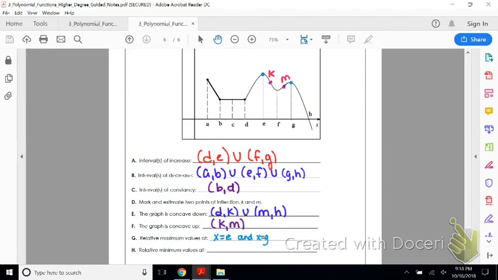And then it wants to know the minimum values. Remember, minimum values are the valleys. So go find any valleys that you've got. And we have a valley right here when x is equal to F.